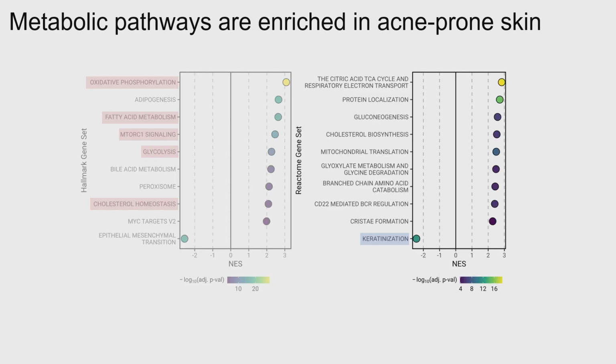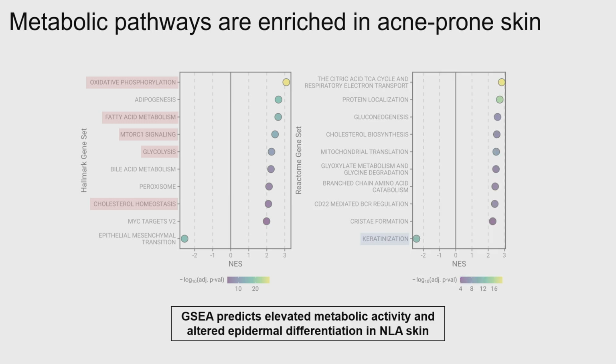When we used a more detailed collection of gene sets, we again saw positive enrichment of metabolic pathways, but we also found that keratinization was negatively enriched. So from this analysis, we found that the non-lesional skin had a higher predicted metabolic activity, as well as altered epidermal differentiation.